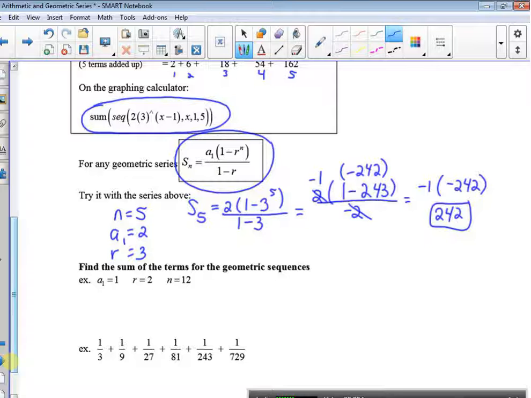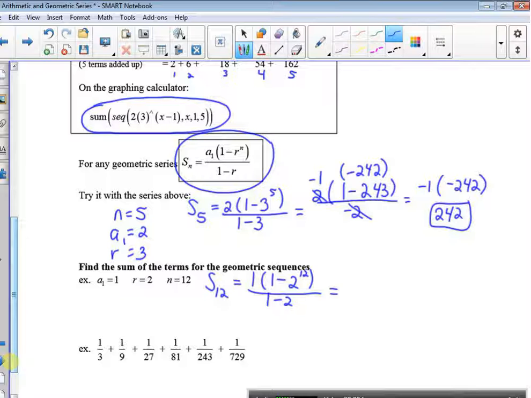Okay, next example. Find the sum of the terms for the geometric sequence. It says a sub 1 is 1, r is 2, n is 12. So again, I know n is 12, so I'm looking for the sum of 12 terms. The a sub 1 was 1 times 1 minus r, they told me was 2 to the n. We know that's 12, and that's all divided by 1 minus 2.